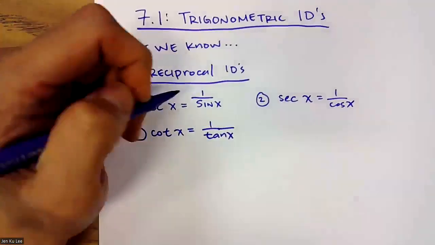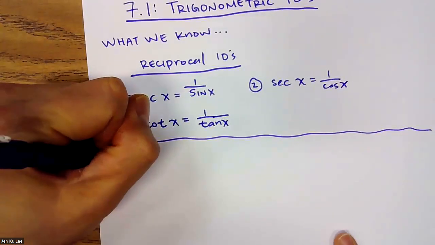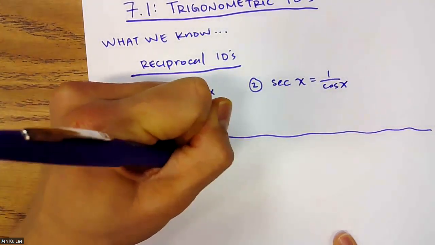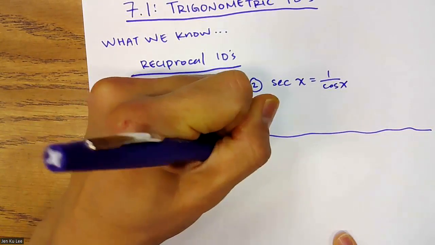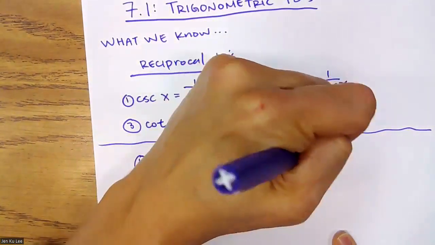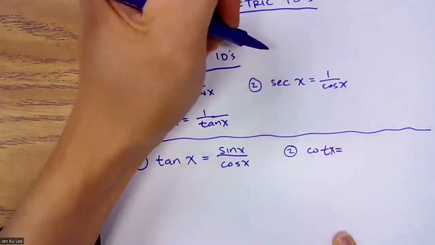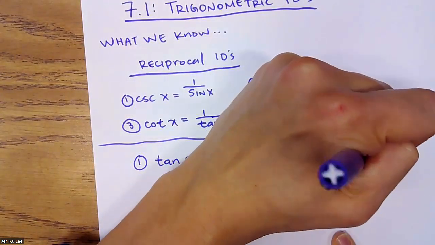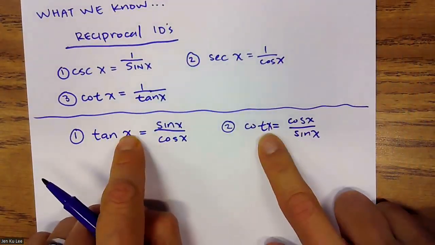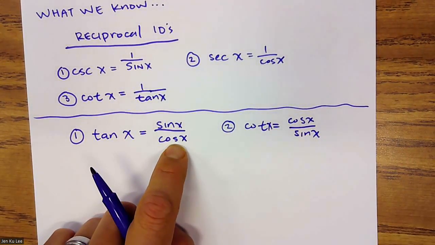Okay, well, we also know, it's not the reciprocal identities, but just another one, is that tangent equals sine over cosine. And we also know that cotangent of x equals cosine over sine. Notice that they are also reciprocal identities, right? Because tangent and cotangent are reciprocal identities. So we're just flipping these two guys, okay?